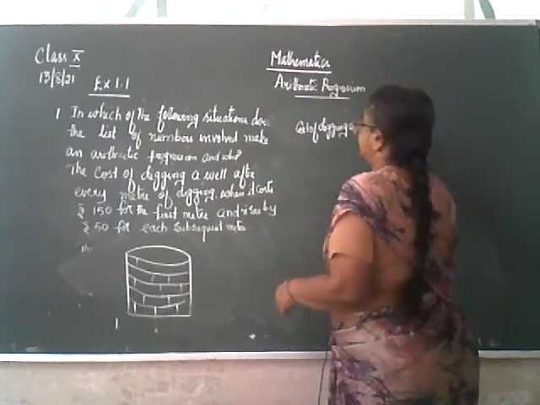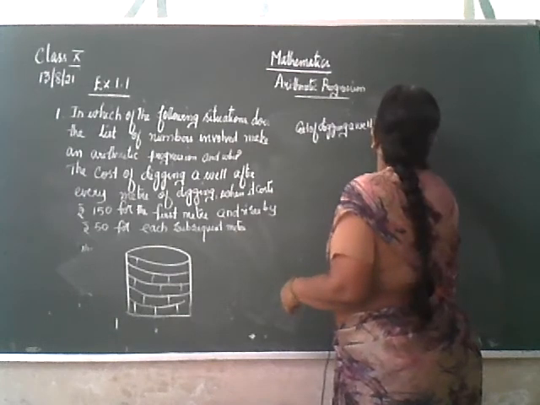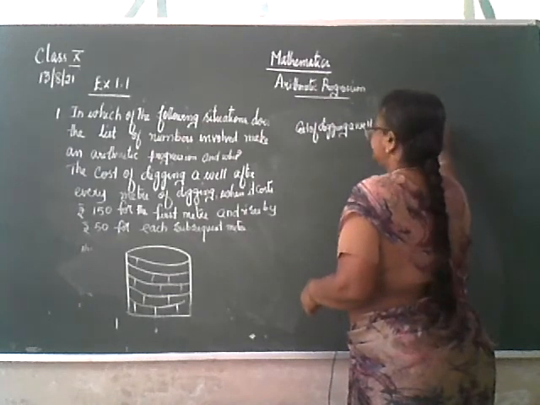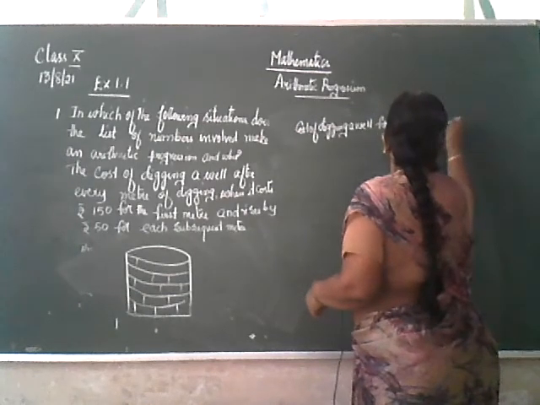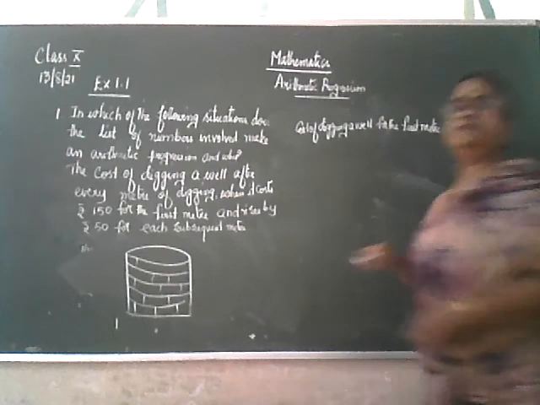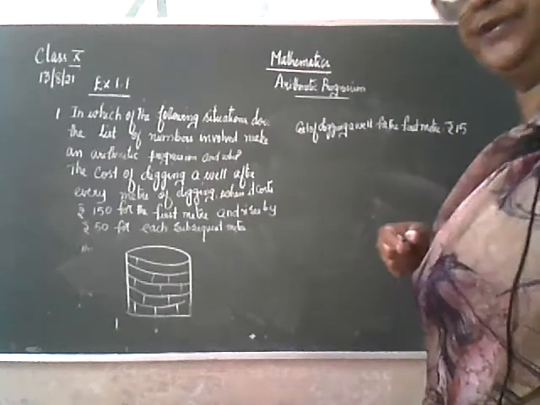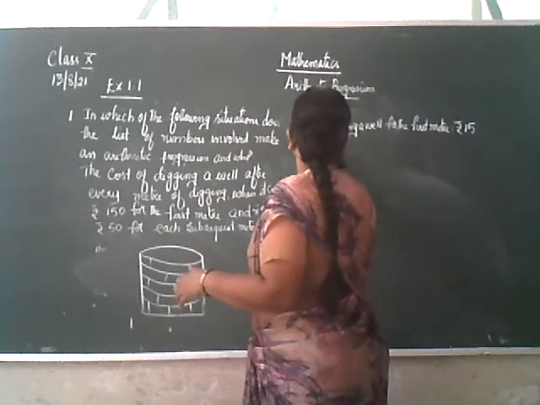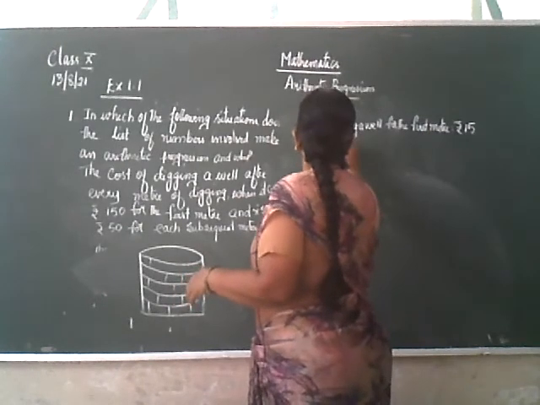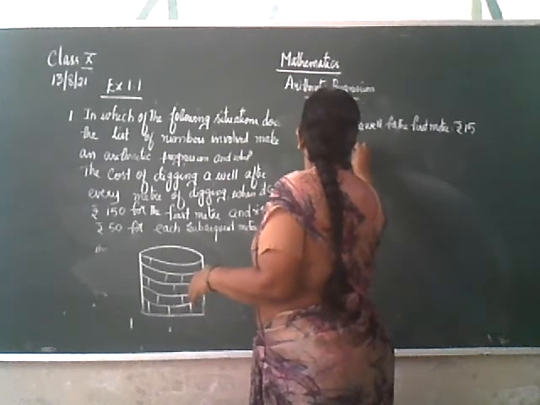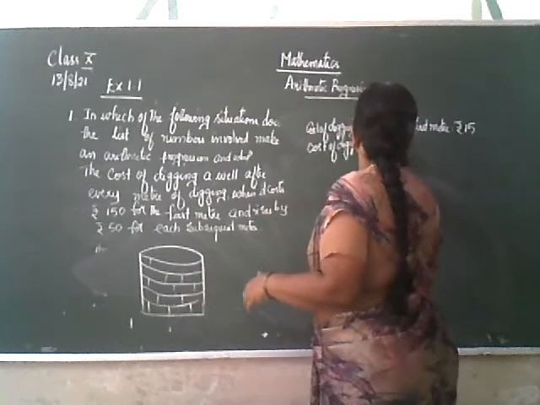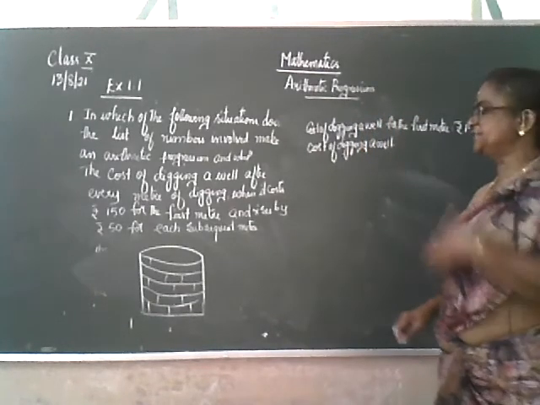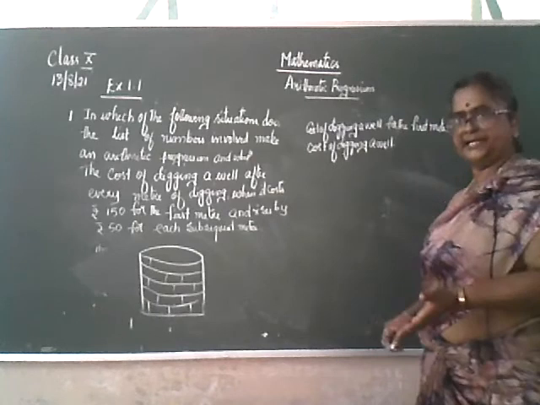For the first meter, it is rupees 15. Then the cost of digging a well raises by rupees 50 for the subsequent meter.